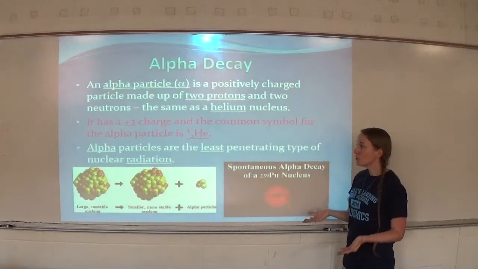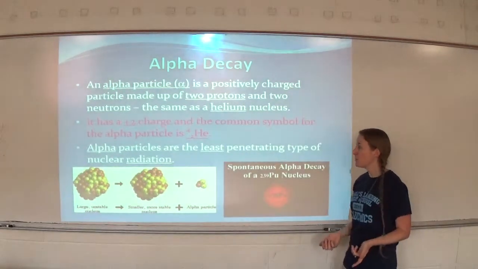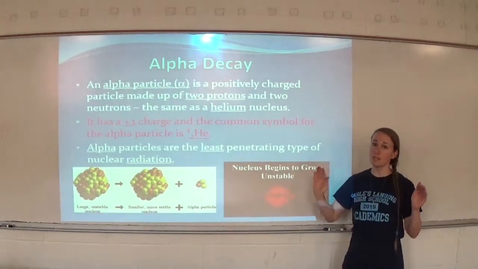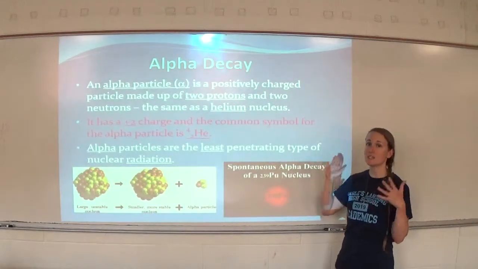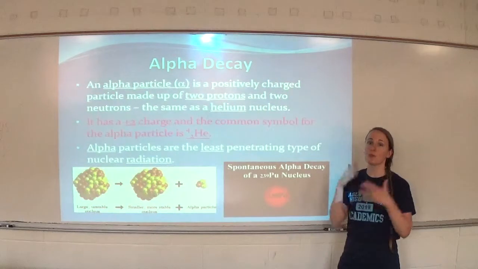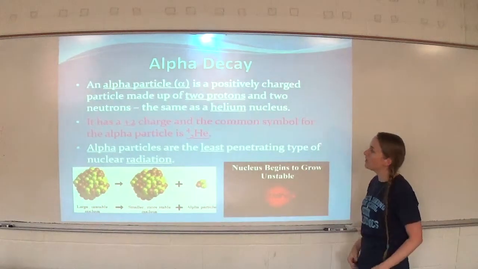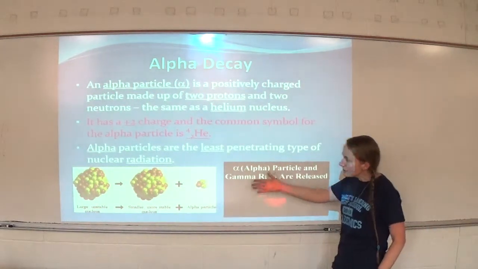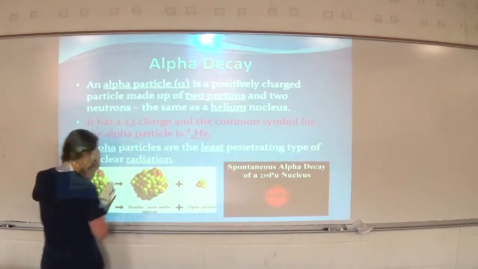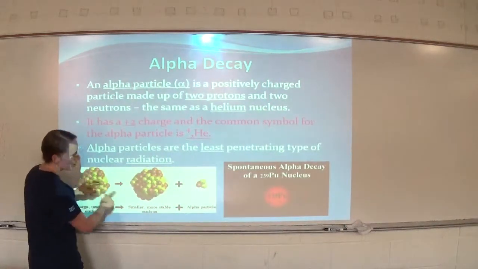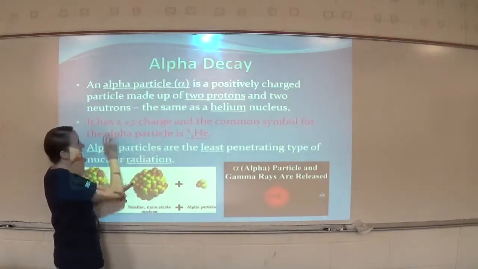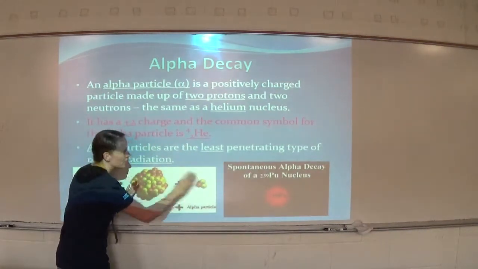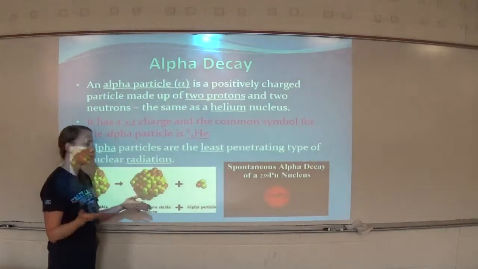Alpha particles are the least penetrating type of nuclear radiation. In other words, if you have to be exposed to one of them, pick alpha particles, because it's the least penetrating, which means it can penetrate through the lowest amount of objects. Here is an example. We have a large unstable nucleus. If it emits an alpha particle, which remember is 2 protons and 2 neutrons, that makes the nucleus slightly smaller and hopefully more stable.